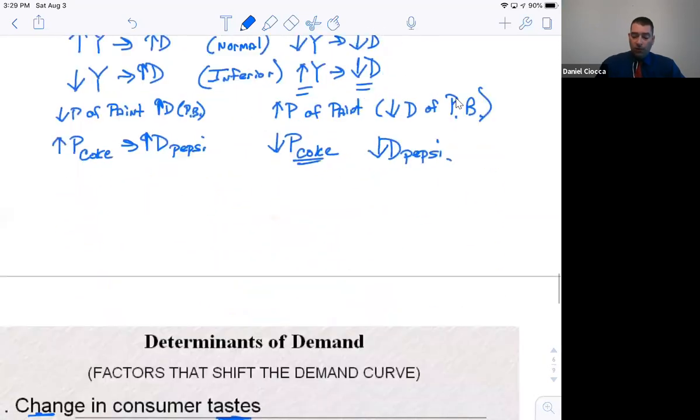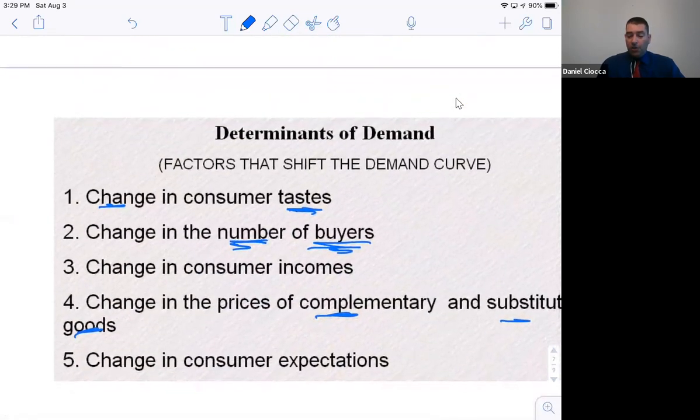Okay, so let's review. We've covered change in consumer tastes and preferences. We've covered change in the number of buyers. We've covered what happens to demand when there's a change in consumer incomes. Normal and inferior goods react differently.